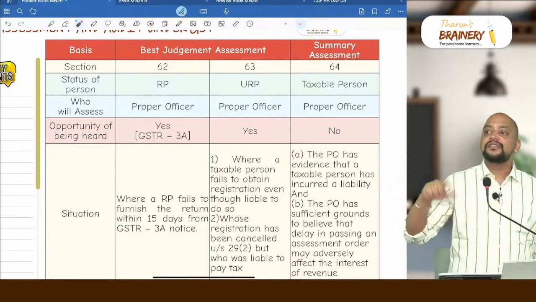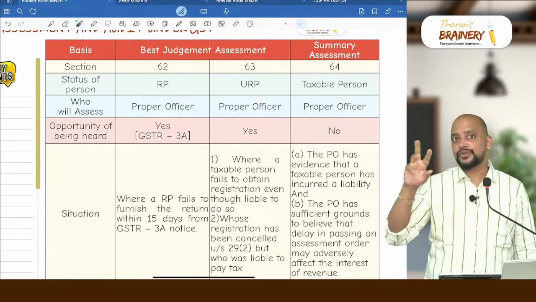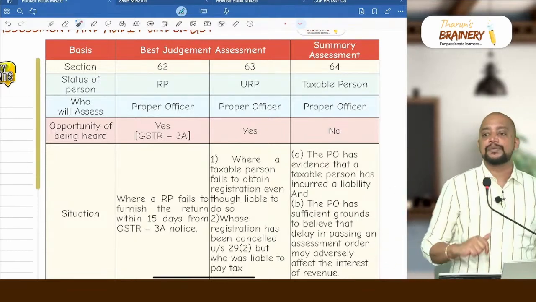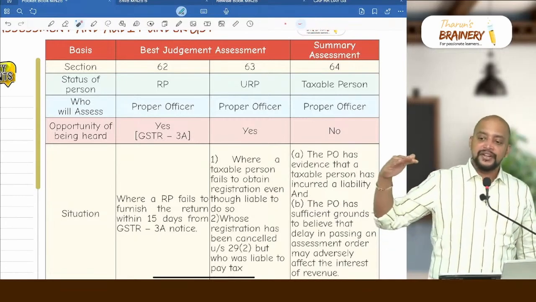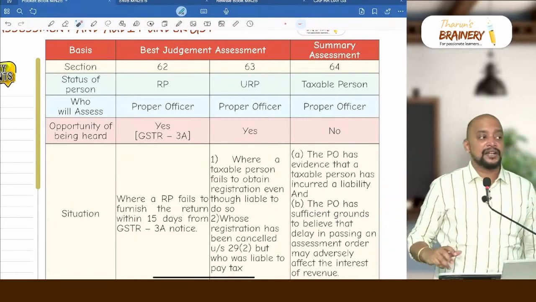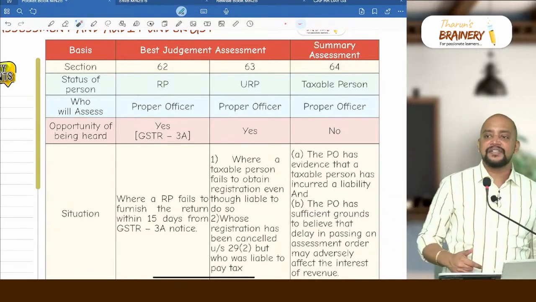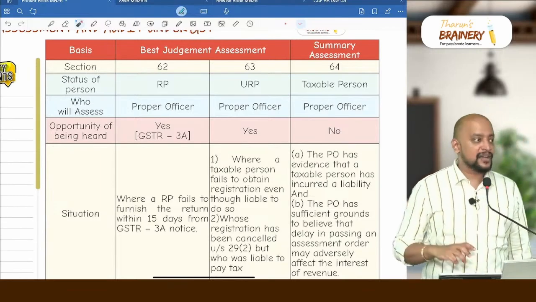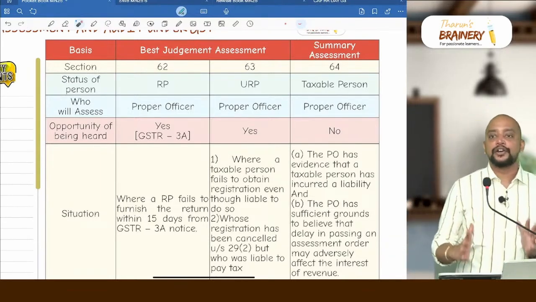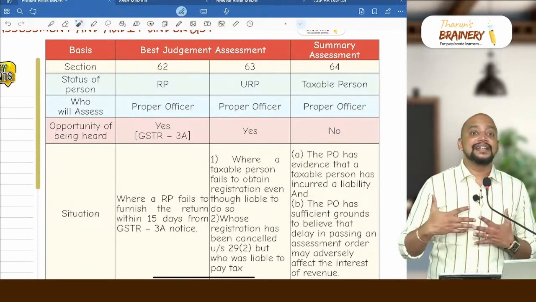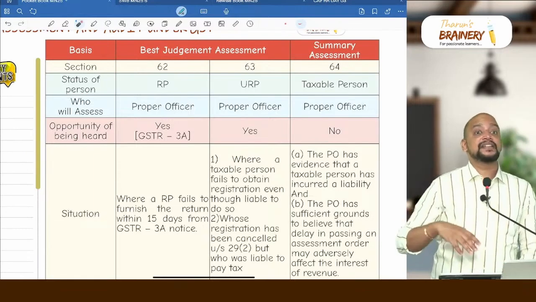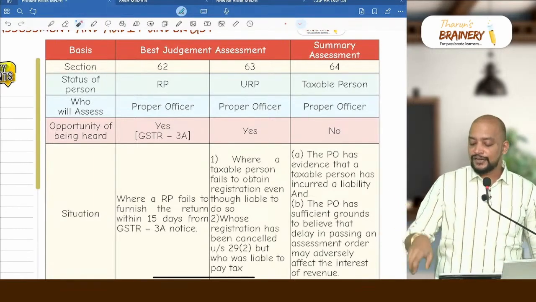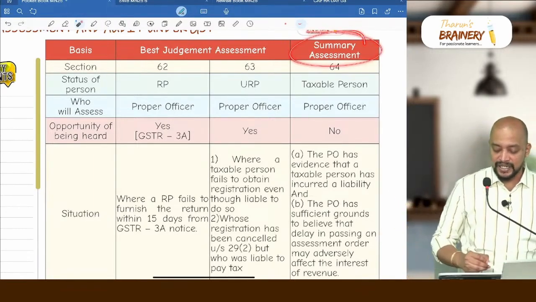So again, even in the case of section 68, that is situation 2, we are seeing a kind of summary assessment. What happens is that when the vehicle is stopped and intercepted, they seize the goods and the vehicle and ask us to make the payment. That is what summary assessment is. Whenever there is a delay in passing an assessment order, the person may escape from payment of tax. They will invoke this power, that is summary assessment.